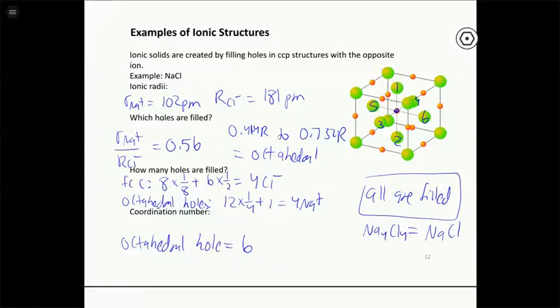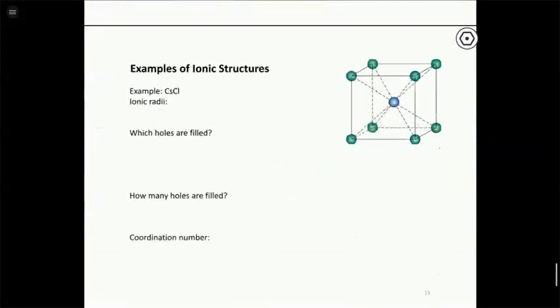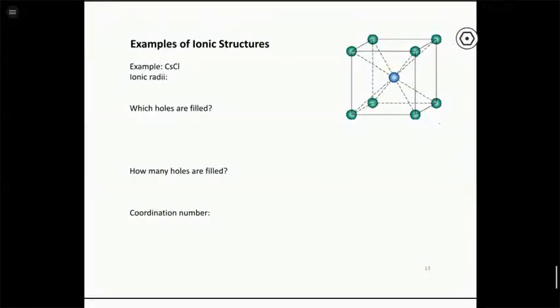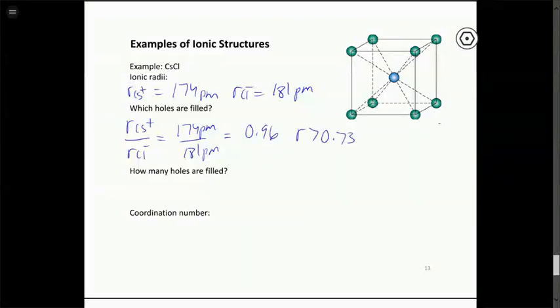Another example of a structure is going to be cesium chloride. So let's go down the periodic table from sodium to cesium and see how that changes things. If you look at the ionic radii of cesium and chloride, cesium plus has a radius of 174. As we saw in the last one, chloride is 181. So in this case, the two radii are very similar. If we divide the two to find the ratio, they come out to 0.96. That's larger than 0.732, which means we have to occupy cubic holes.